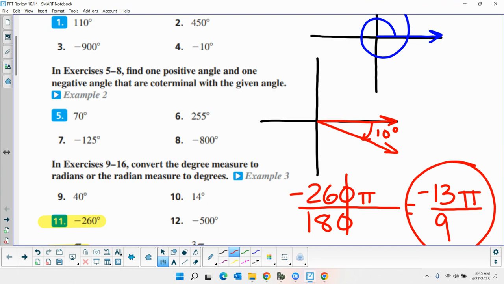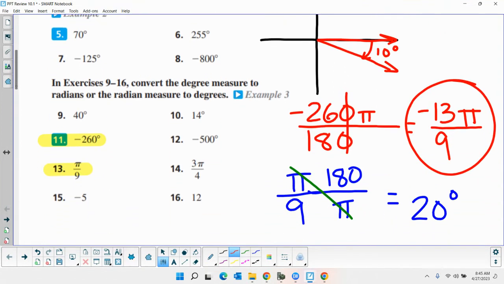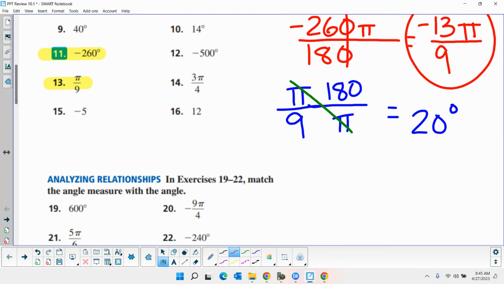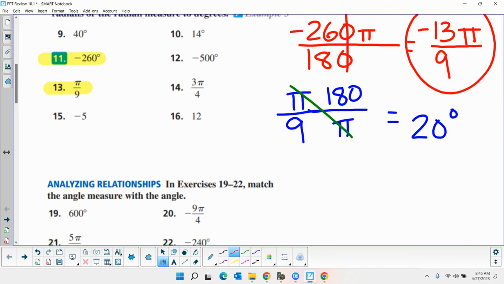All right, number 10, converting 7 pi over 90. Right, Trip? Right. Number 12 is negative 25 pi over 90. Any questions on 10 or 12? Number 14, 3 pi. You multiply by 180 over pi, and you get 135 degrees.